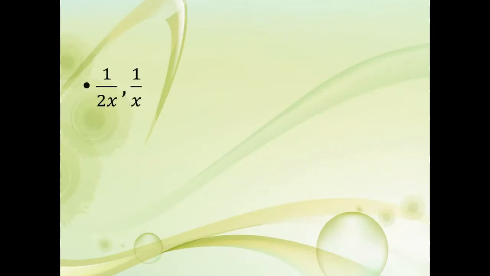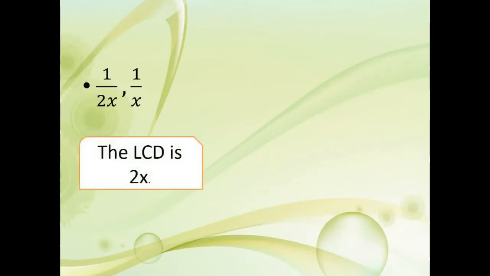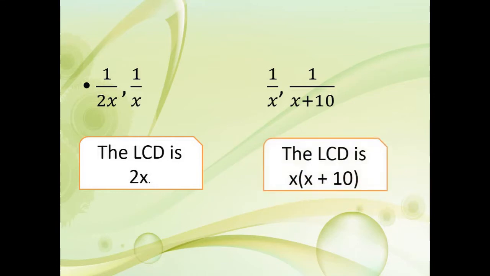How about 1 over 2x and 1 over x? The LCD is 2x. How about 1 over x and 1 over x plus 10? The LCD is x times x plus 10.